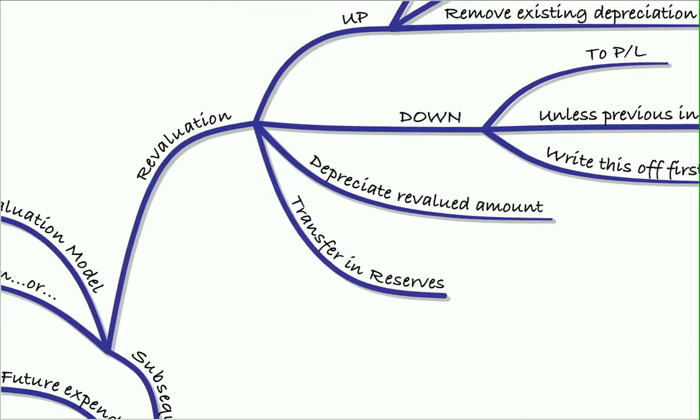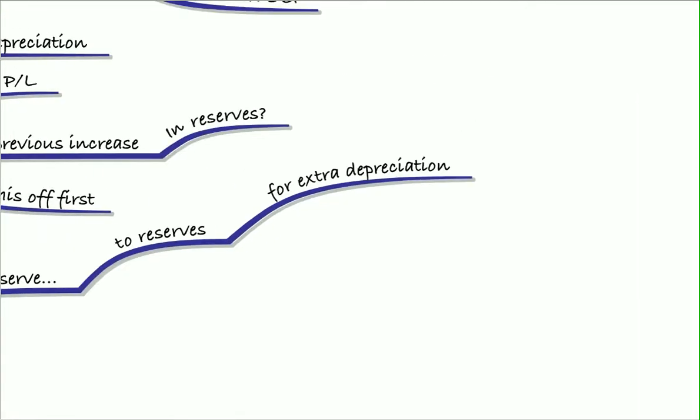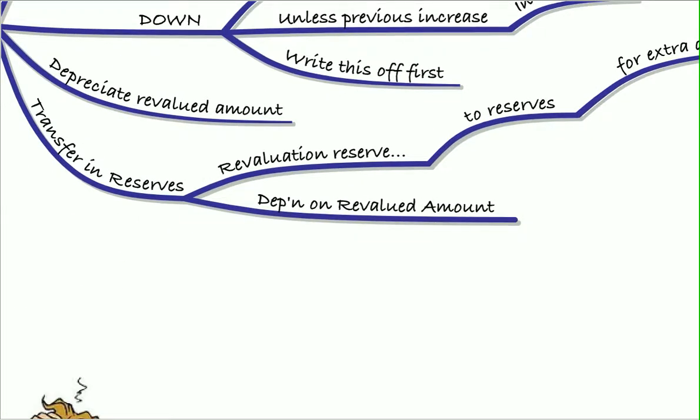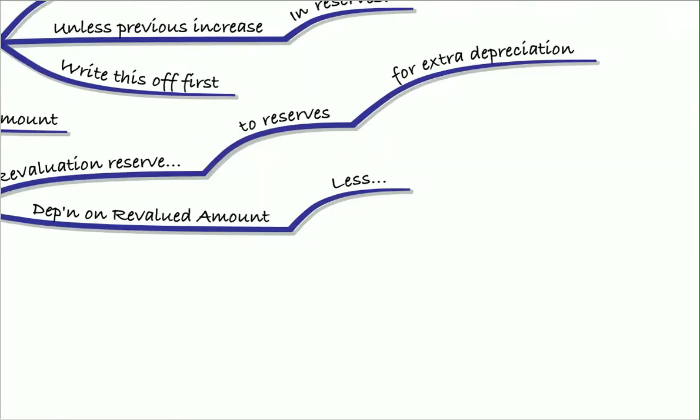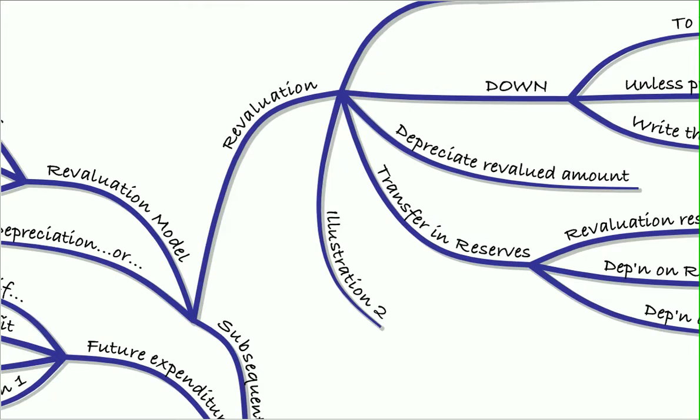Do be aware of what's called a transfer in reserves. So if a company chooses to make a transfer in reserves, that's a transfer from the revaluation reserve to ordinary reserves for extra depreciation. So we transfer an amount from our revaluation reserve to ordinary reserves each year to allow for the extra depreciation on the revalued amount. The amount will be the depreciation calculated on the revalued amount less the depreciation on historic cost. So the depreciation before you revalued the asset. The difference between those two is transferred from our revaluation reserve into retained earnings. So we did that in illustration 2.